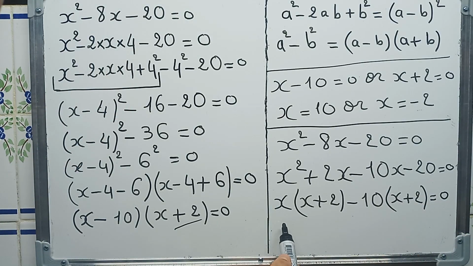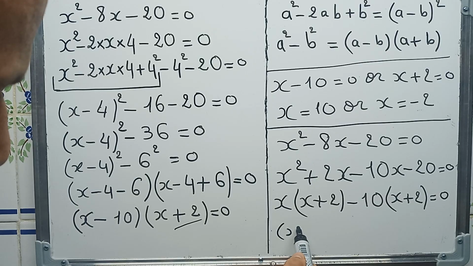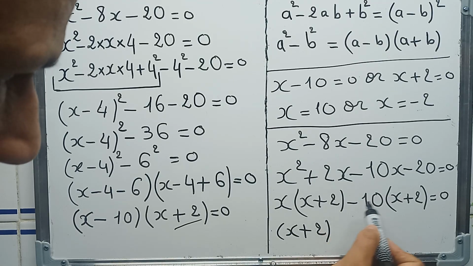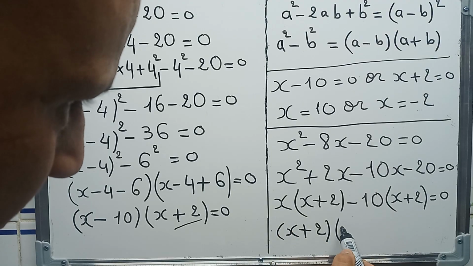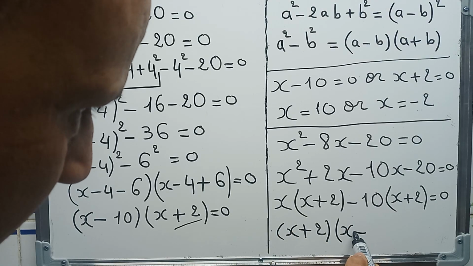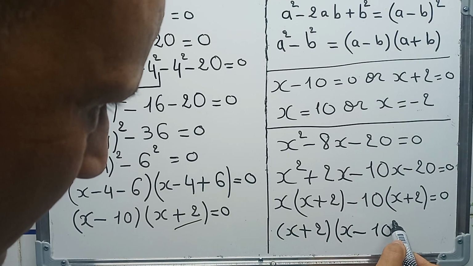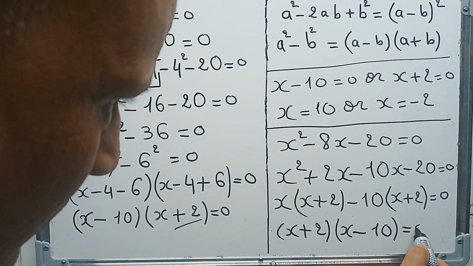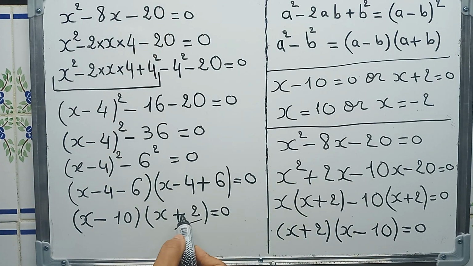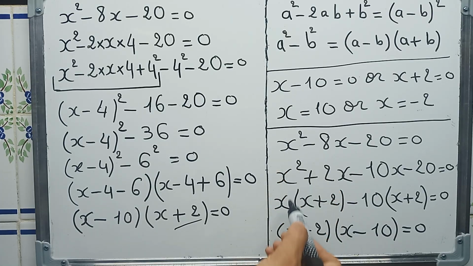And finally we have our factorization. x plus 2 is the common factor here, times x minus 10 equals 0. And again we have our factorization, but here with just 4 lines, as you see, which concludes our work.